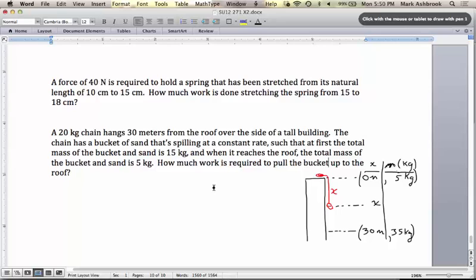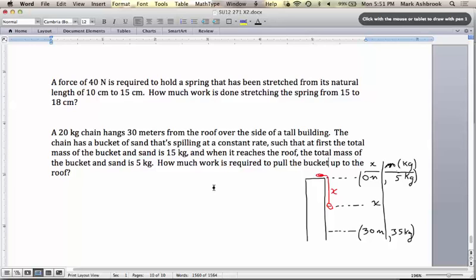Does it make sense? We need to come up with a linear relationship for, given a distance x, what's the mass that's hanging there? And so it's basically you got ordered pairs, and you're going to come up with a linear function. Should this be 15 kilogram, not 35? No, because the total mass is the chain plus the bucket and the sand, right? At the bottom, and then right at the top it's just that 5 kilograms left.